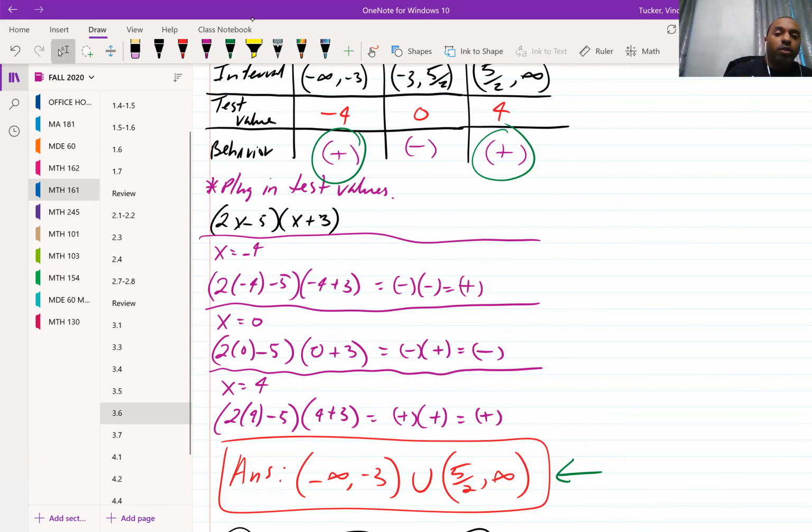If they wanted to know when it was negative, then all you would have done was give that middle interval, negative 3 to 5 over 2.